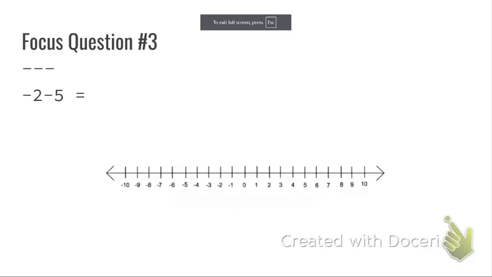Okay, so -2, subtract 5. Yeah, they both have negatives, so -7. Good. It really is -7.